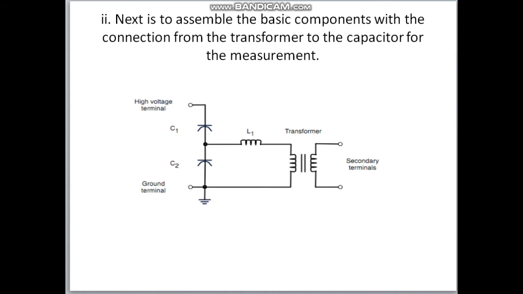For question 2, next is to assemble the basic components with the connection from the transformer to the capacitor for the measurement. This is the high voltage terminal, capacitor 1 and capacitor 2. This is the inductor. This is the secondary terminal and this is another secondary terminal.